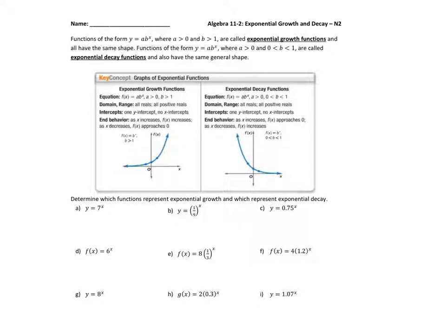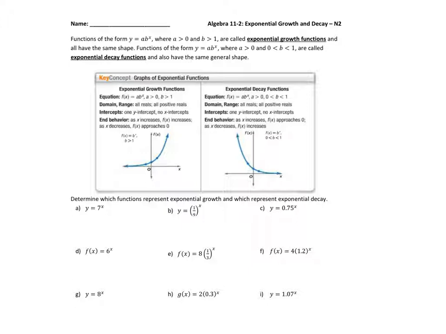Algebra Unit 11, Lesson 2, Exponential Growth and Decay, Notes in Video 2. All right, continuing on with exponential functions, meaning that we're taking a times b raised to the variable of x power, where our function graph is going to either grow very rapidly or shrink, or decay, or die very rapidly.